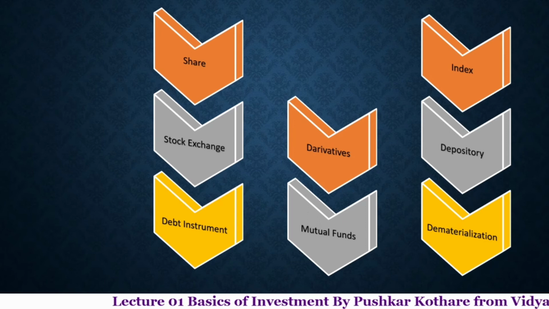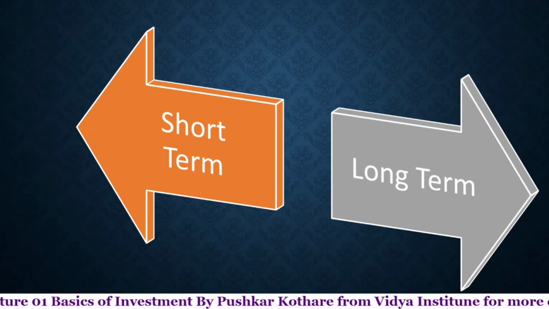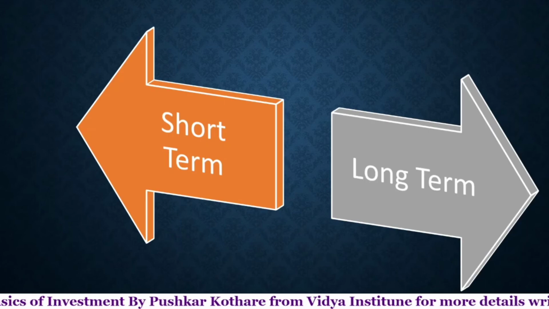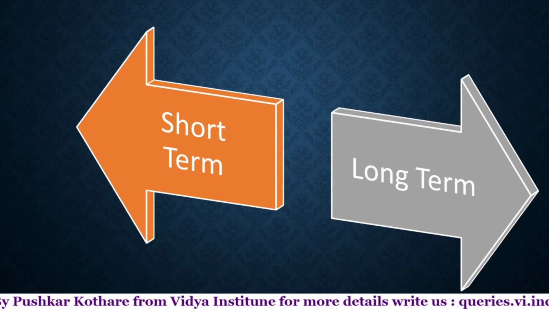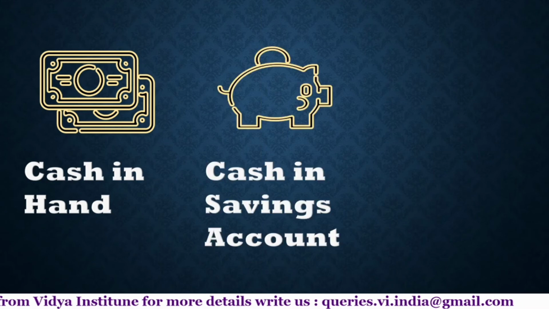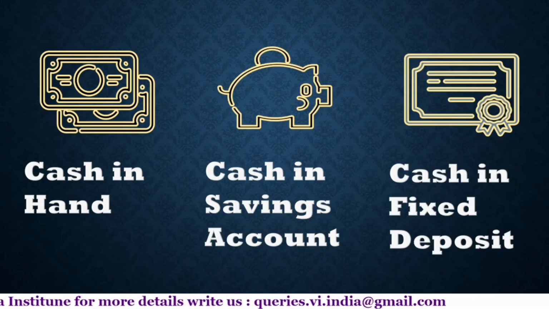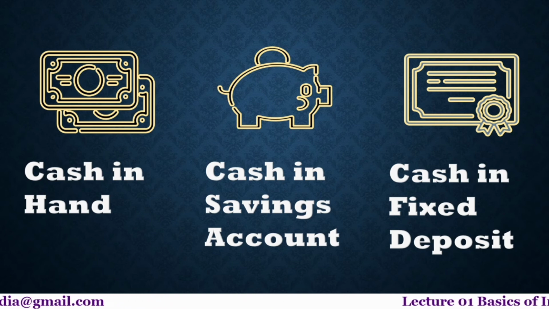Okay, having understood these jargons, let's move ahead with types of investment. We have understood we have to do investment in financial assets. But whether it would be short term or long term, let's understand. For short term, we have cash in hand. It could be cash in savings account, or it could be cash in fixed deposits. All three are considered very short term because these are as good as savings which you have made and do not hold as it is for more than 3 years.